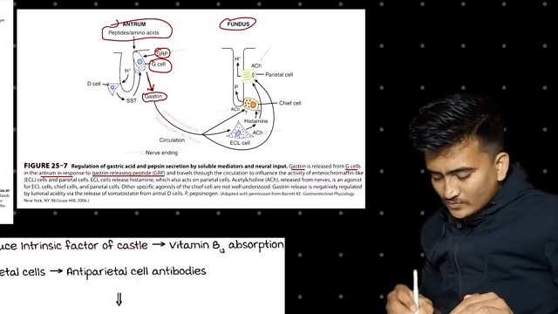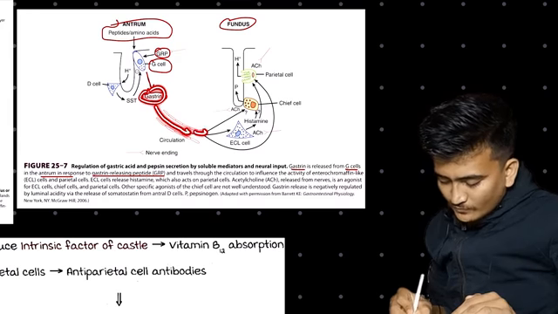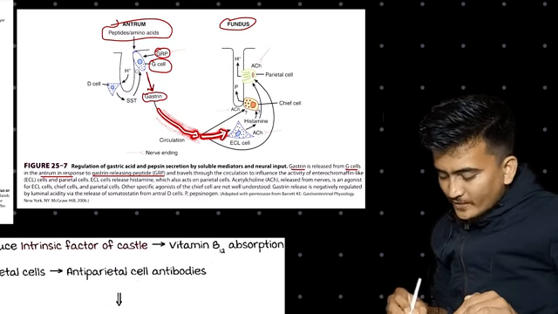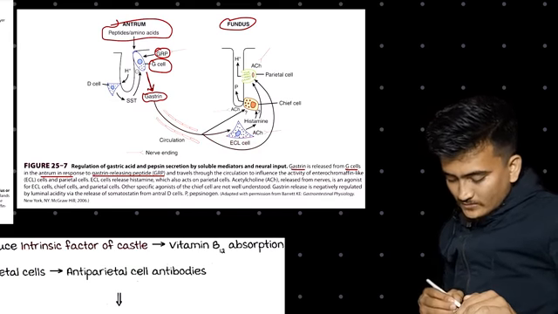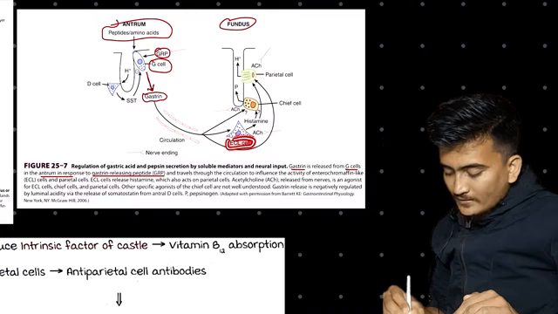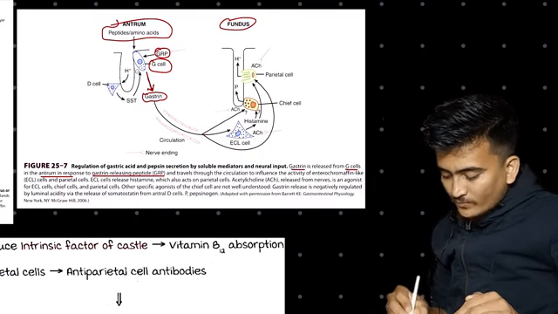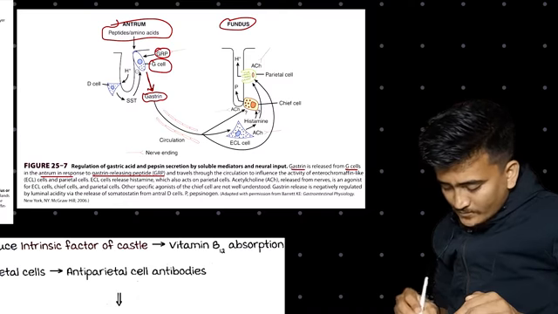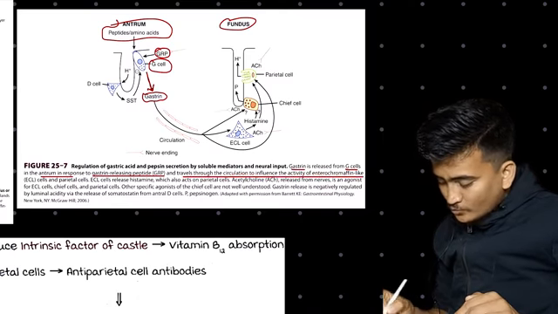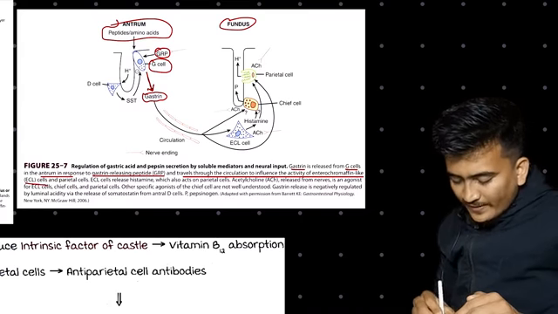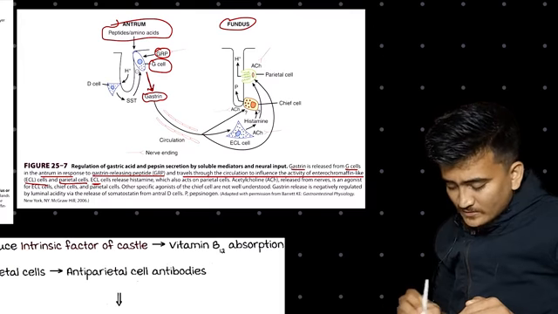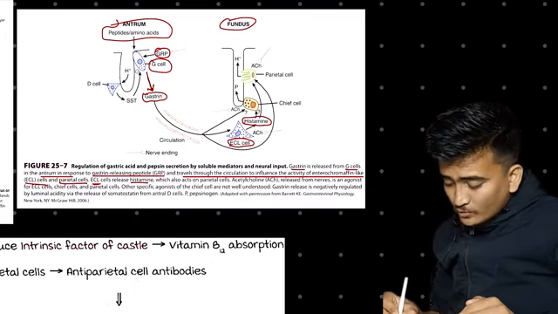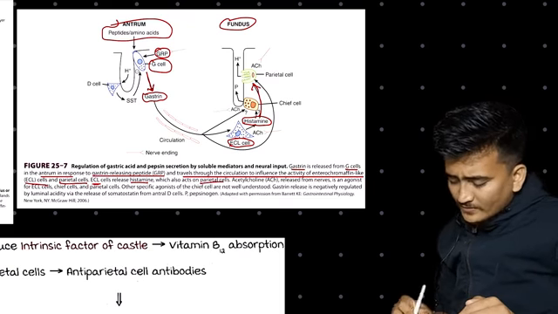Now this gastrin will travel through the circulation. Where are they going? They are going to enterochromaffin-like cells. We have one enterochromaffin-like cell right here, and another is our parietal cells. As you can see, it travels through the circulation to influence the activity of enterochromaffin-like cells and parietal cells. Now ECL cells will release histamine, which will also act on the parietal cell.